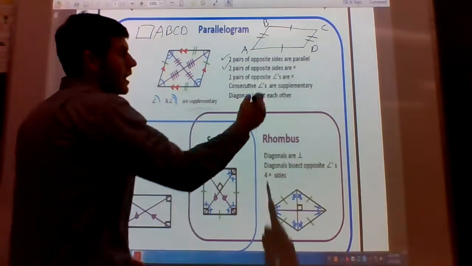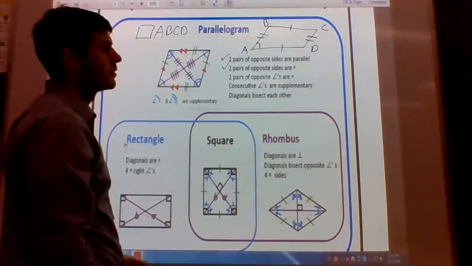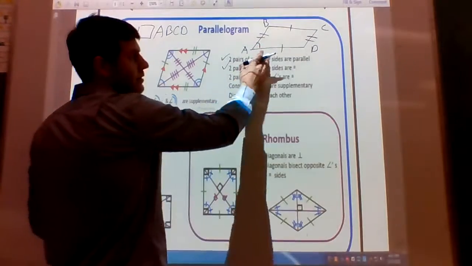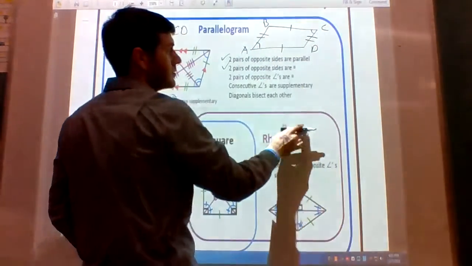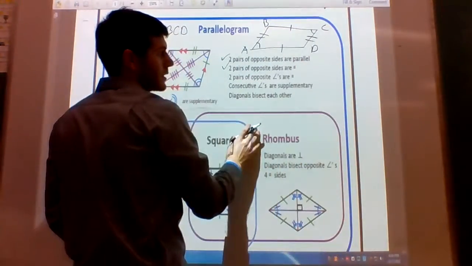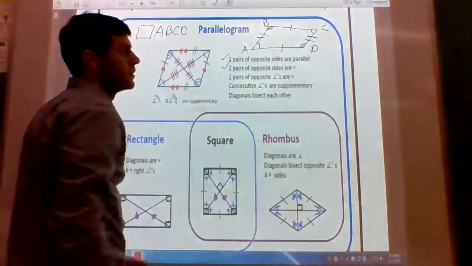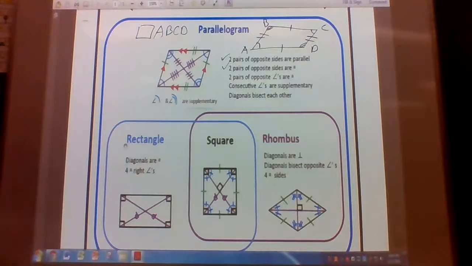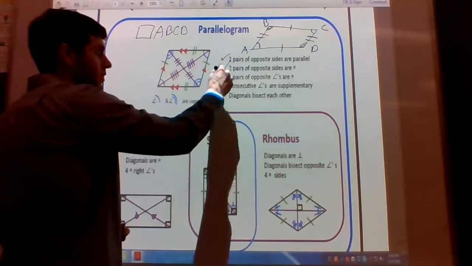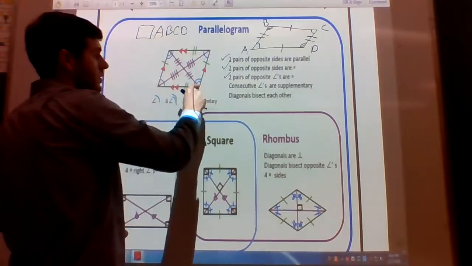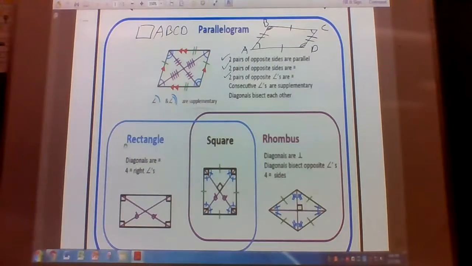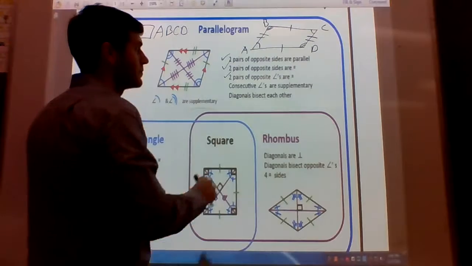So opposite angles: what's the opposite angle of A? Opposite angle A is going to be angle C, across from it. Opposite angle D is going to be angle B. So two pairs of opposite sides are congruent. Consecutive sides are supplementary.